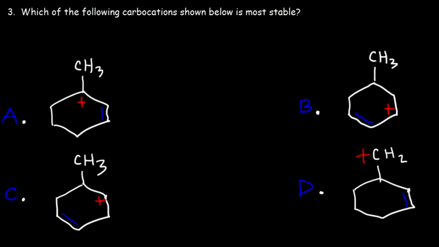Number 3, which of the following carbocations shown below is most stable? So what do you think the answer is going to be? So go ahead and take a minute and work on this example.